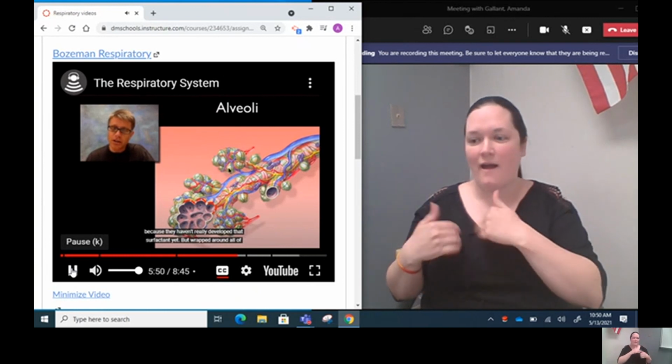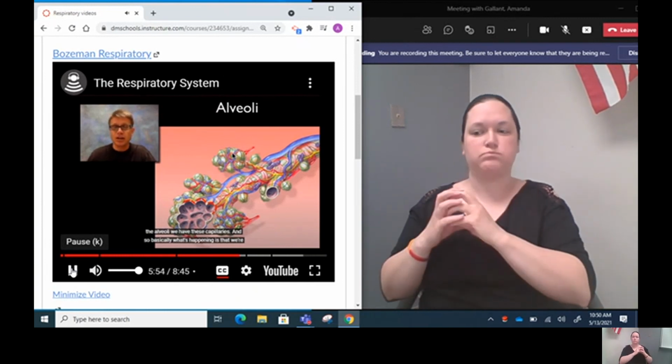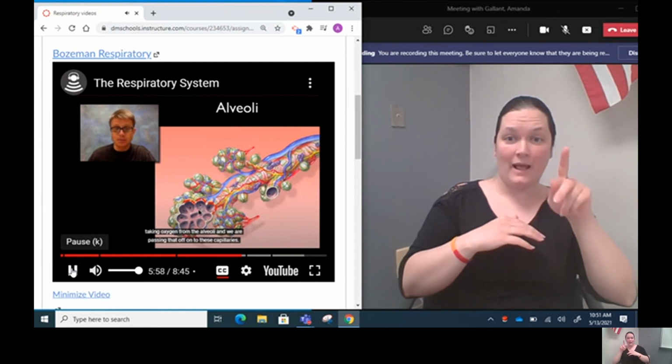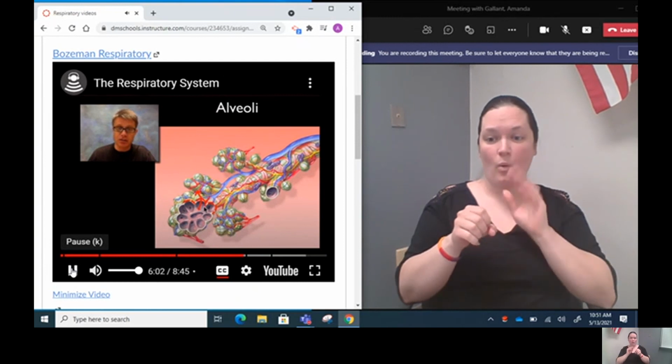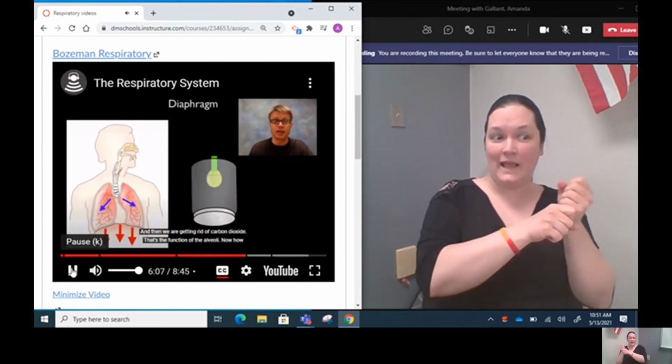But wrapped around all the alveoli we have these capillaries. And so basically what's happening is that we're taking oxygen from the alveoli and we're passing that off onto these capillaries, and then we're getting rid of carbon dioxide. That's the function of the alveoli.